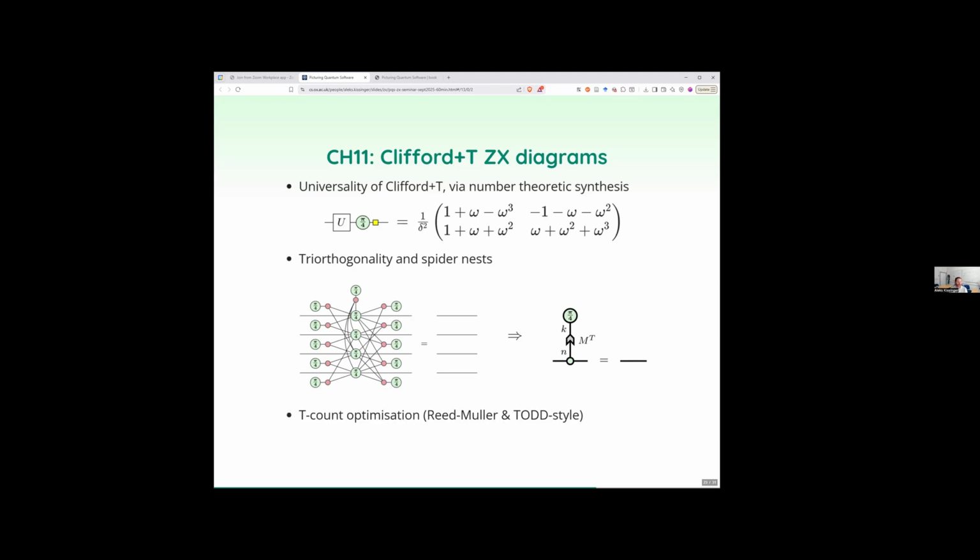We also talk about T-count optimization. This is using things like Reed-Muller decoding or Todd-style 3-tensor factorization, which is all related to this triorthogonal type structure.